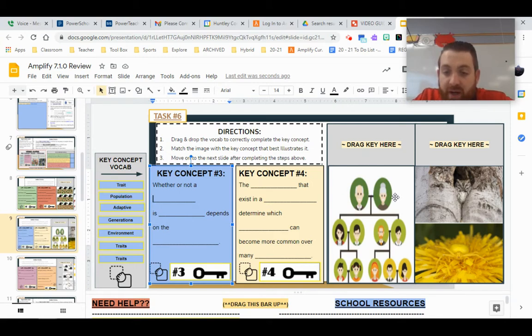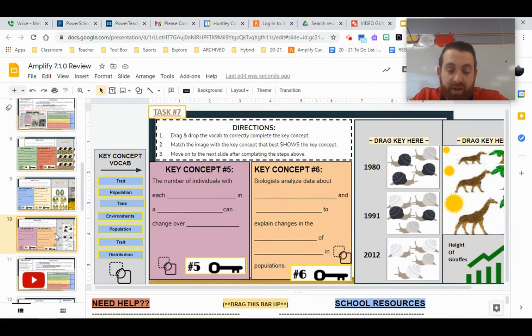The idea is that traits are passed down from generation to generation to become more common. Things like the brown hair going into all the different generations here, and even the red hair. So 3 goes there, 4 goes there. Let's take a look at the next one. All right. The number of individuals with each trait in a population can change over time.